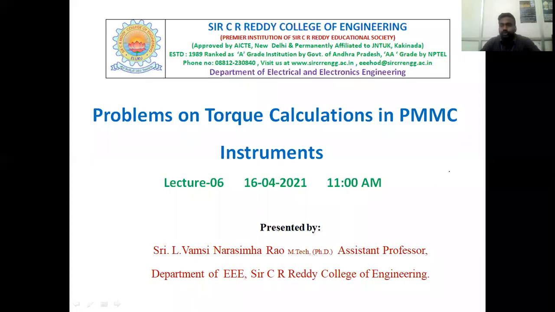So today we're going to discuss problems with respect to torque calculation in PMMC instrument. Most of you are very familiar that in torque calculation we will experience two types of torques: one is deflection torque and the second one is controlling torque. There is an additional torque also, damping torque.